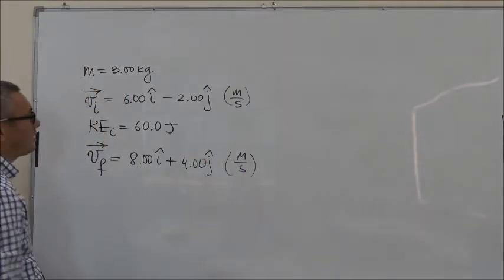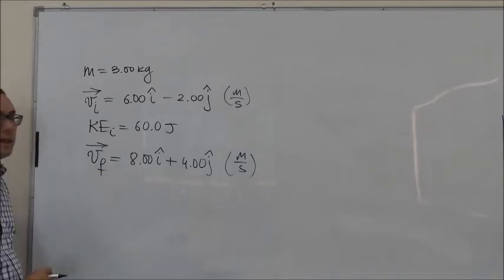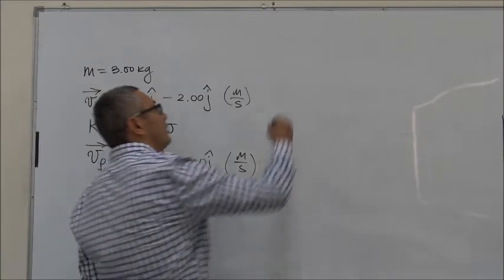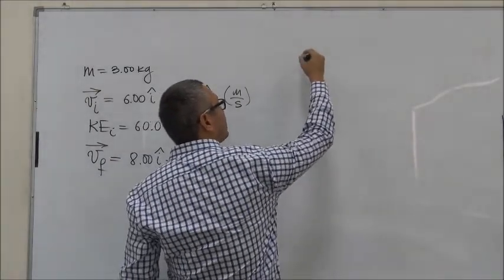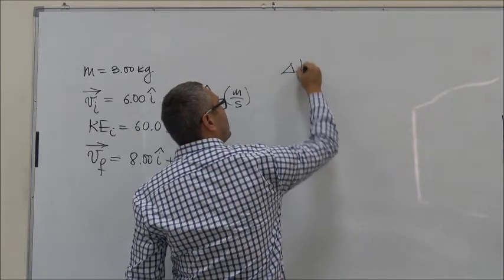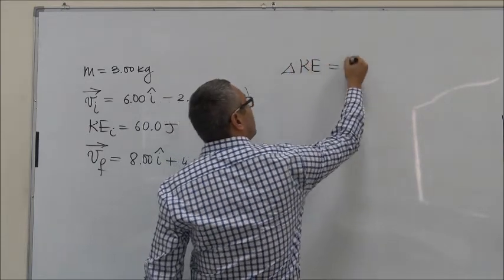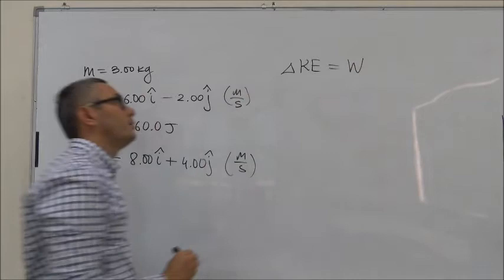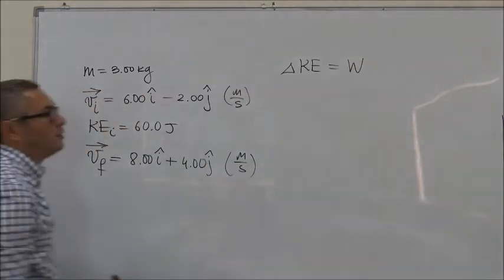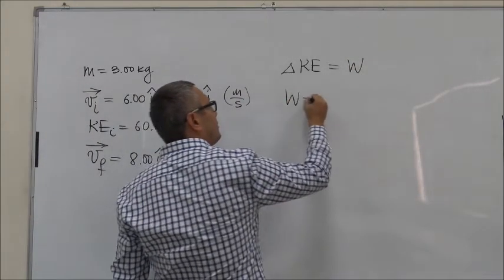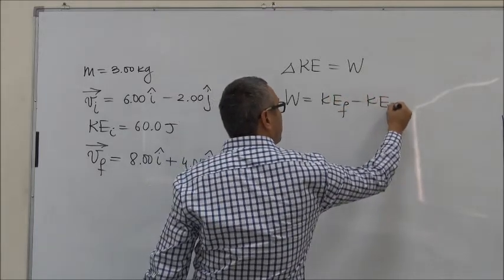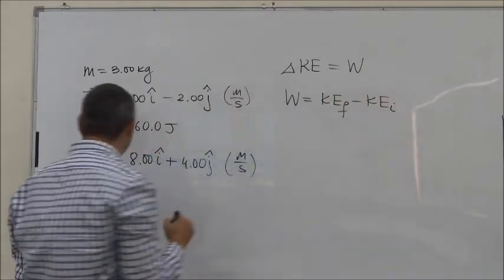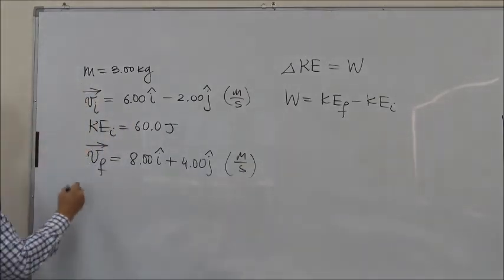So we now can do exactly the same thing, and we can find the kinetic energy final. How do we find the work? Well, again, we can use the work kinetic energy theorem, which states that change in kinetic energy is equal to the work done on the body. So work would be equal to kinetic energy final minus kinetic energy initial. So all we need to do now is to find kinetic energy final.